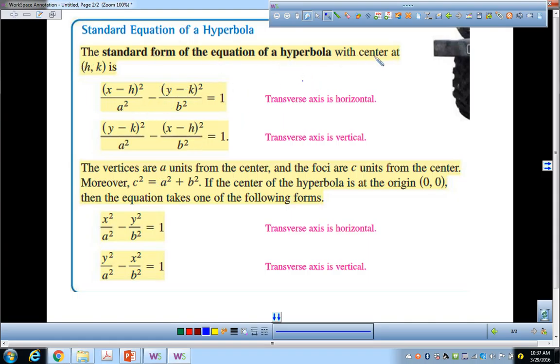So the standard form of the equation of a hyperbola with center (h, k) is almost the same as an ellipse. The only difference is that instead of this being a plus sign, it's a minus sign. Okay? And the other thing to notice is that the transverse axis is horizontal. So in this case, if x comes first, my hyperbola is going like this, okay? In this case, if y comes first, then my hyperbola is going like this, okay?